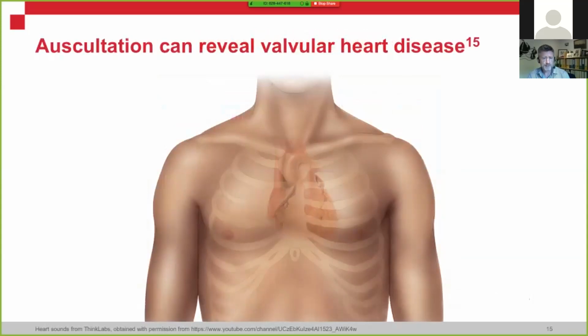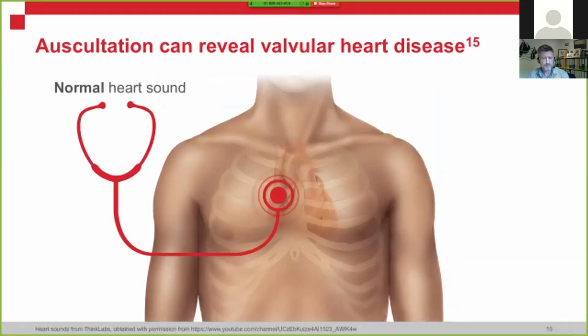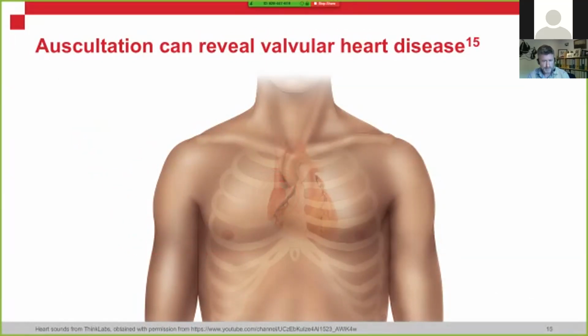So I'll play you a few examples, starting off with normal heart sounds. So you've got the classic lub-dub. The lub is the first heart sound, which is the mitral and the tricuspid closing. And then the second is the pulmonary and the aortic valve closing, which is the second heart sound.